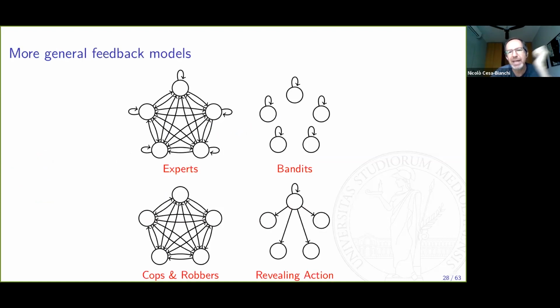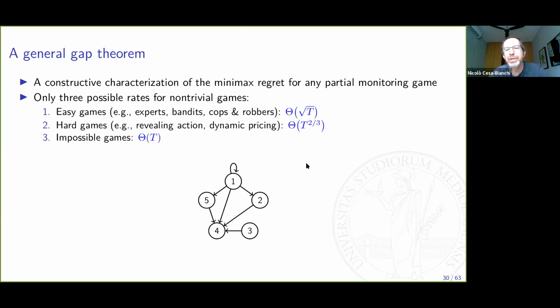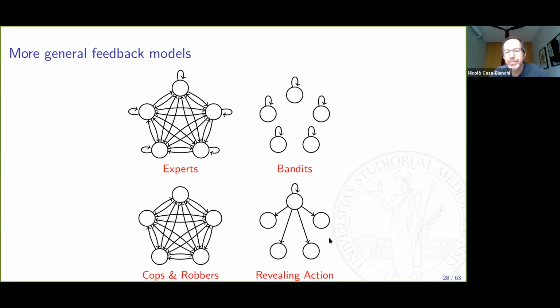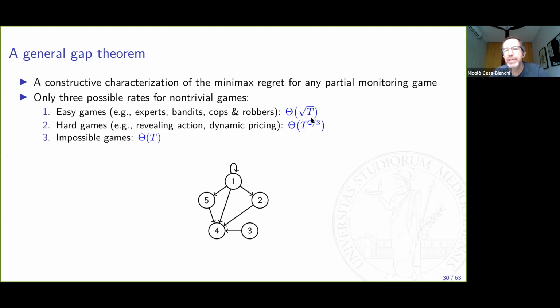There are more general results that I will skip in the interest of time. You can also consider directional information, like in the revealing action case, in which if you play this action, you observe all the losses of all the other actions, including the action you play. But if you play any of these actions, you don't observe anything. So you can actually deal with this kind of even more general feedback information. And essentially what you observe is that you have different regimes for regret. In the case of the revealing action, in this kind of feedback graph, you have a decrease of your regret from square root of T to T to the 2/3.